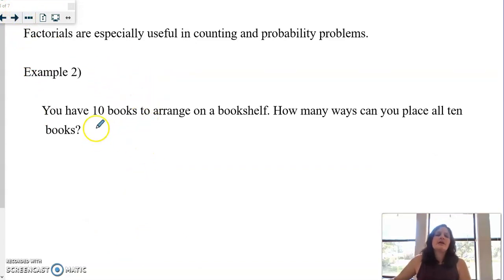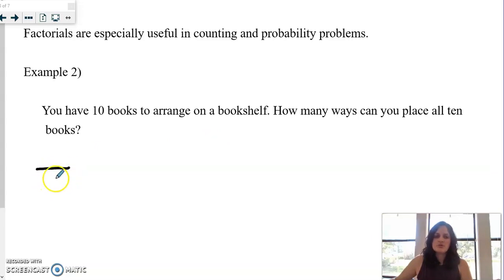Okay, so here's another example, very similar. You have 10 books to arrange on a bookshelf. How many ways can you place all 10 books? That means which book goes in the far left spot, which one goes in the middle spot, the far right spot. This setup's going to look just like the one before.